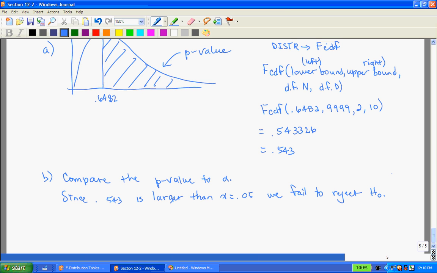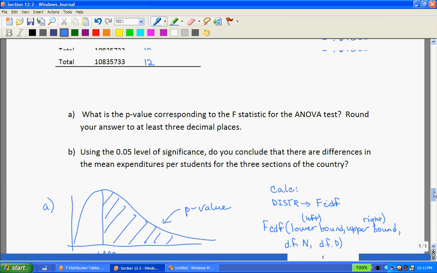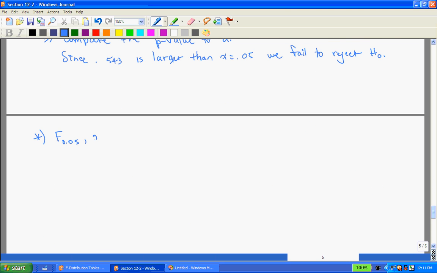I know the p-value is a little confusing for some of us, but the p-value is that area beyond the F value that we found. This is kind of extra, not a part of the problem, but if you're a little more comfortable with finding regular F values and comparing them that way, we have F of 0.05 as alpha. Our degrees of freedom are 2 and 10. So let's look that value up.